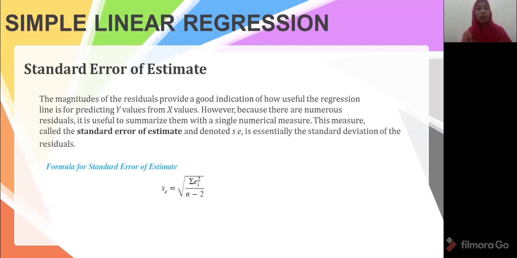The magnitude of the residual provides a good indication of how useful the regression line is for predicting y values from x values. However, because there are numerous residuals, it is useful to summarize them with a single numerical measure. This measure is called the standard error of estimate and denoted S. The S is essentially the standard deviation of the residuals. This is the formula for standard error of estimate.